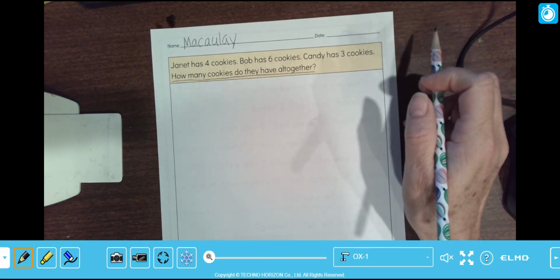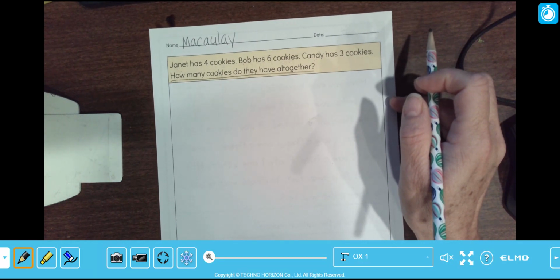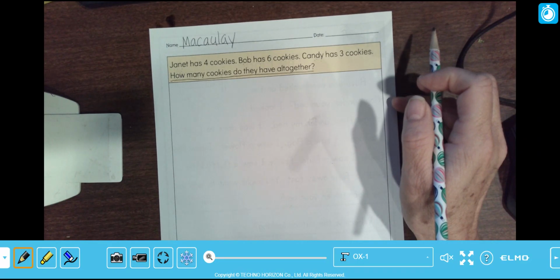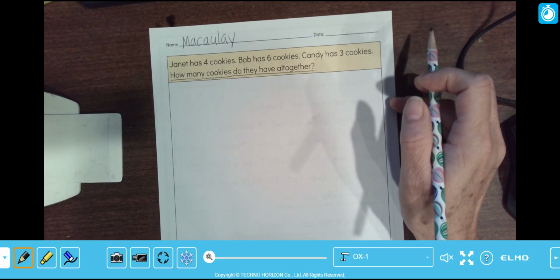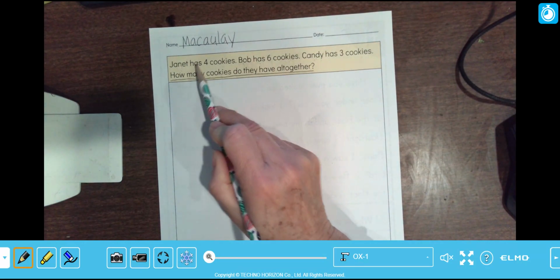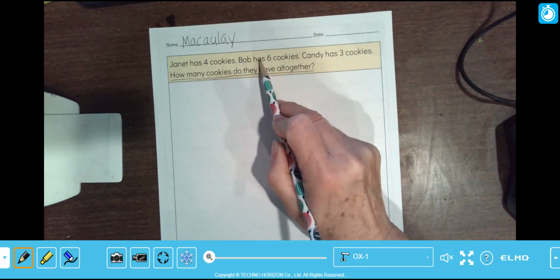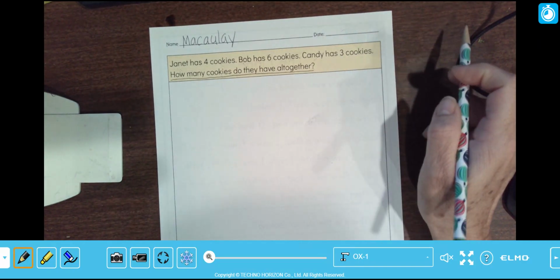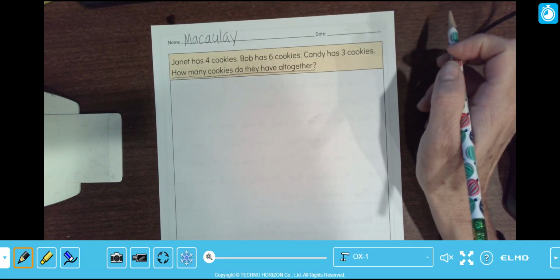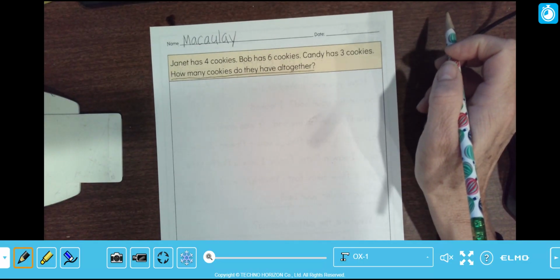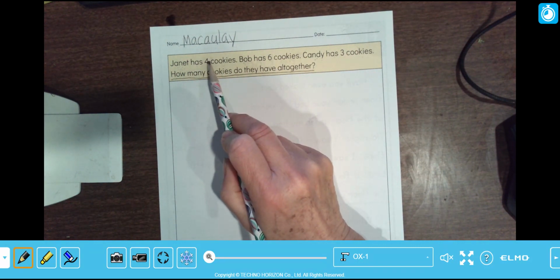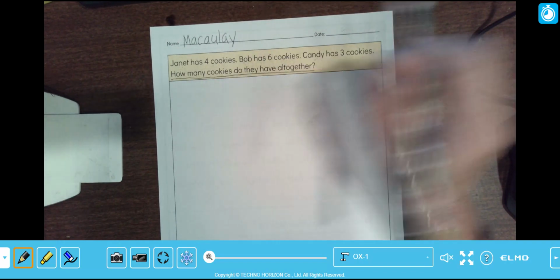Okay, I'm going to read it again, and this time you're going to think about the original amount of cookies, and whether the answer gets bigger or smaller. So, what's the amount of cookies at the beginning? Here I go. Janet has 4 cookies. Bob has 6 cookies. Candy has 3 cookies. So how many cookies were there at the beginning? Well, at the beginning, it's Janet with her 4 cookies, right? So now we know. The beginning is Janet with her 4 cookies.